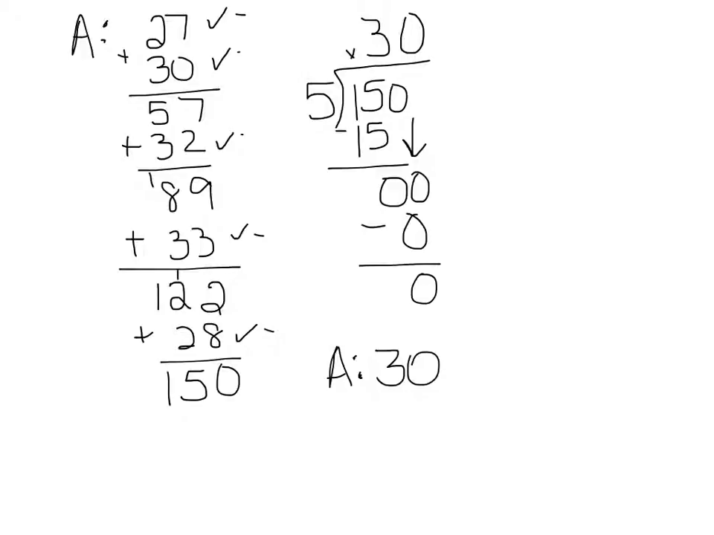Okay, again, that was for A. Now let's go ahead and look at B. So B's set of data was 29 and 28. 9 plus 8 is 17. 1 plus 2 is 3, plus 2 is 5.